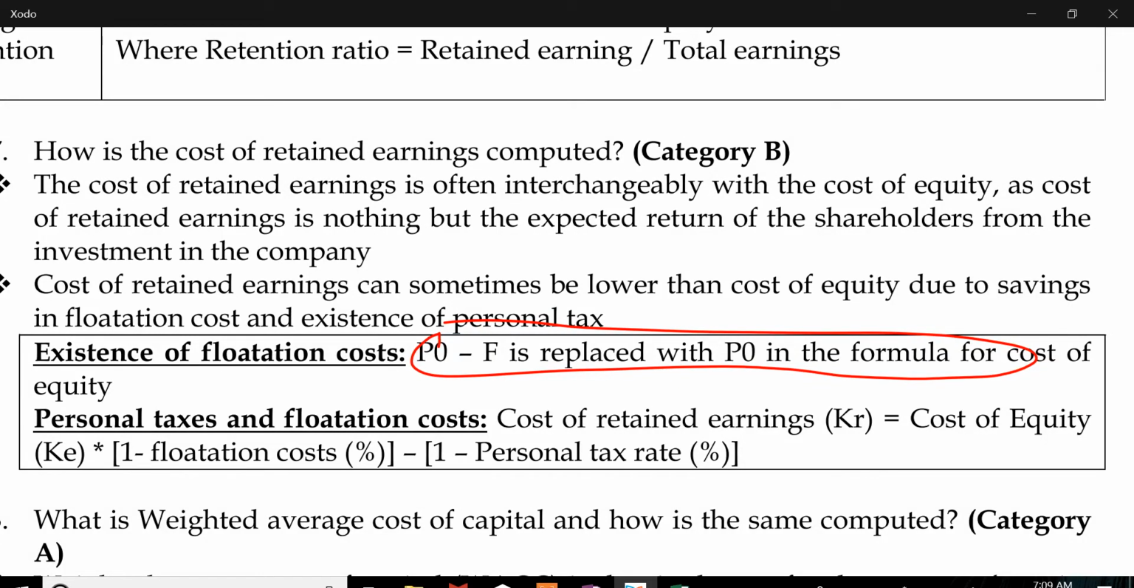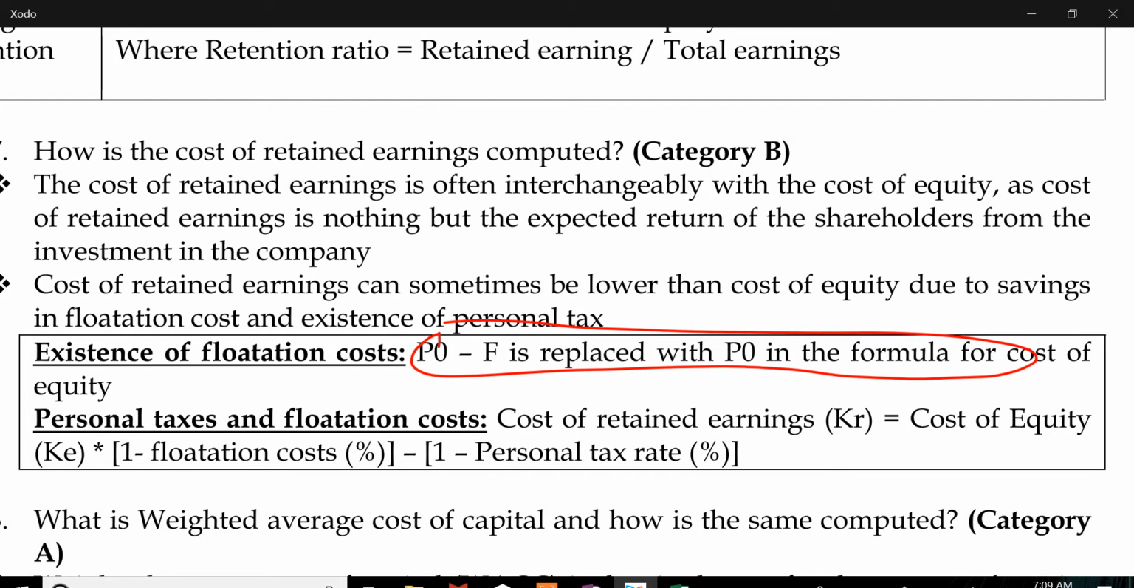The moment you multiply with 1 minus personal tax rate into 1 minus flotation cost, the cost of retained earnings is obviously expected to be lower than cost of equity. KR has to be lower than KE because of two reasons: no personal taxes, no flotation cost. So if a problem has flotation cost, don't replace, put P0 minus F in place of P0.